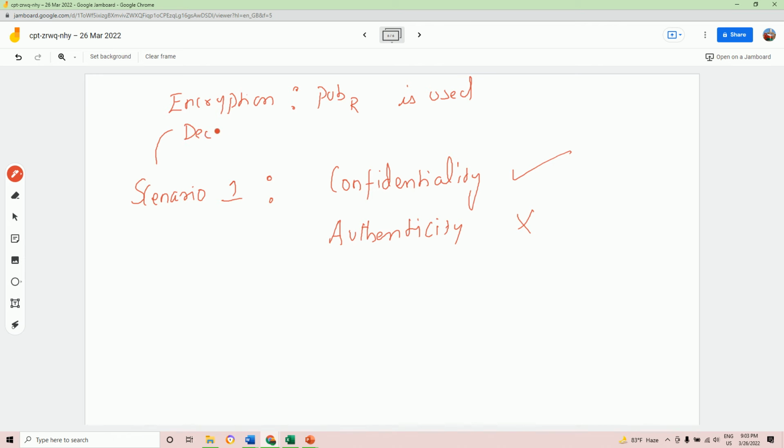For decryption, the private key of the receiver is used. So in this situation there is confidentiality. The attacker cannot see the message, but there is no authenticity. That means the attacker can send the message acting like a sender. There is no way to verify that this message really came from the sender.